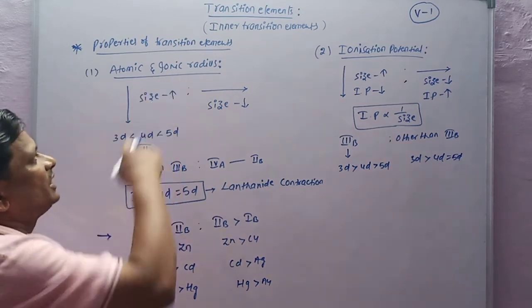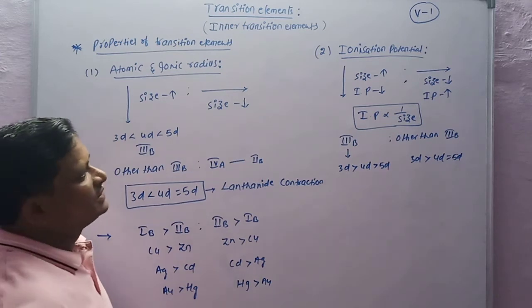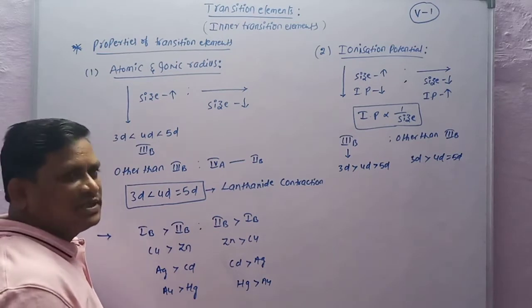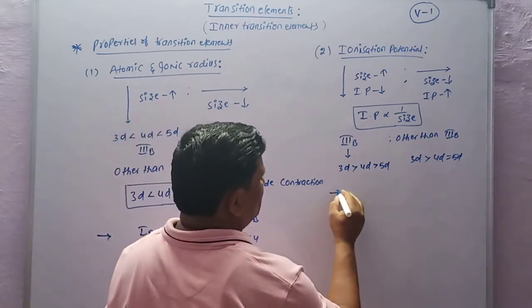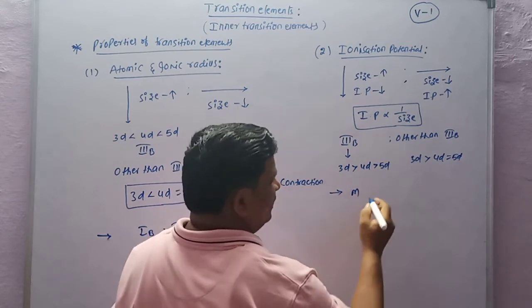So now it is atomic and ionic radius and ionization potential values. If the positive charge increases, actually transition metals, what are transition metals? Actually transition metal is denoted with M.